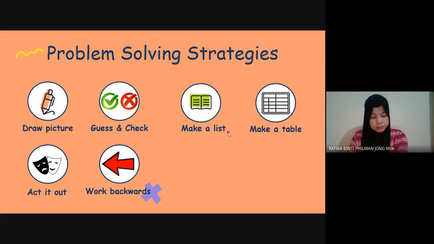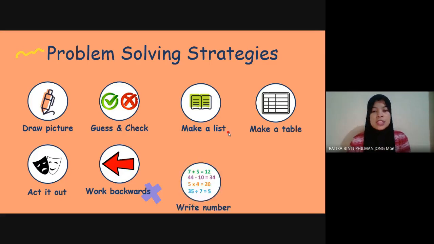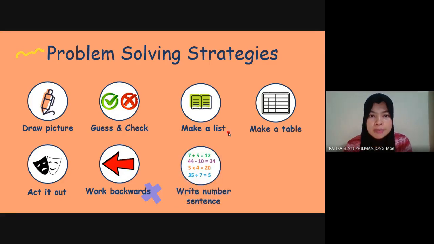Okay, act it out. The next problem solving strategy is work backwards. Yang ini macam yang cikgu cakap tadi, for example if you have addition, you can work backwards by using subtraction. If you have multiplication, you can work backwards by using division. Macam ni lah, tambah dengan tolak, darab dengan bahagi. Okay, so this is the most common problem solving strategy that we use. We write number sentence. By writing number sentence, you can actually see clearly what number that you use, what operation that you use, and how you're going to solve the questions.